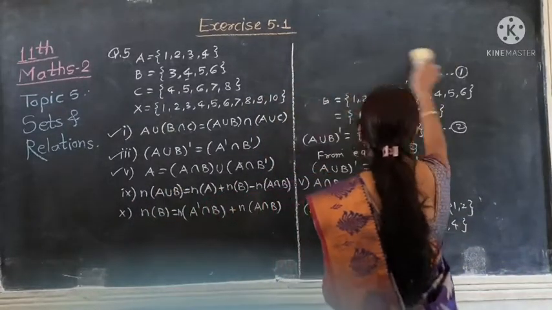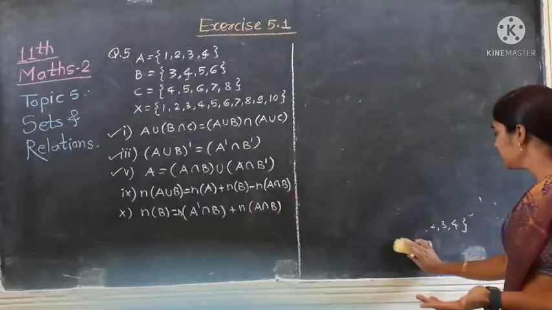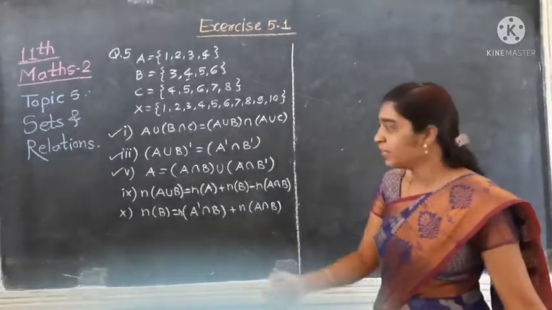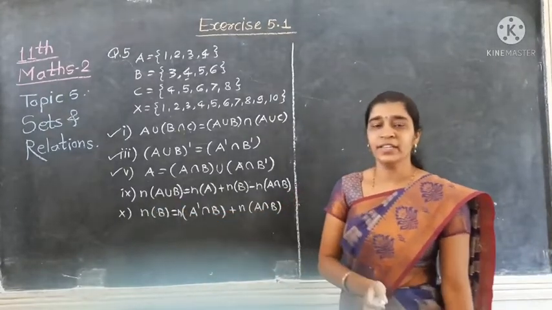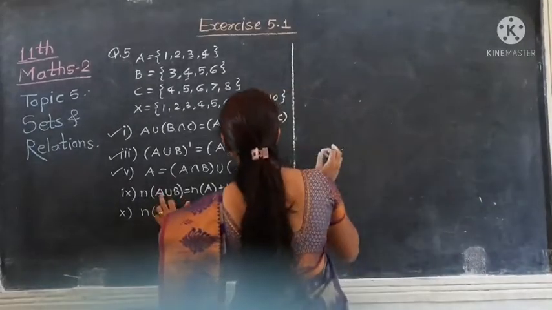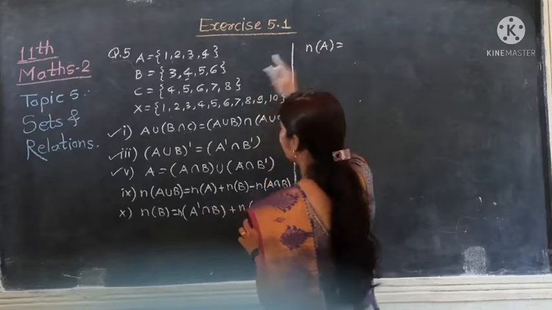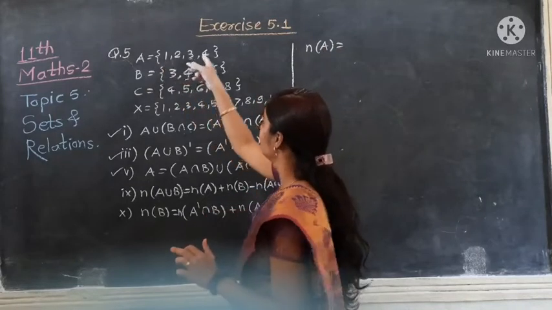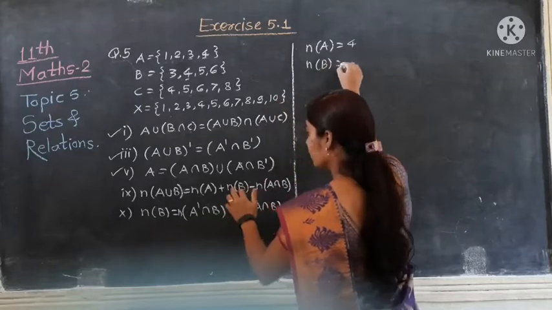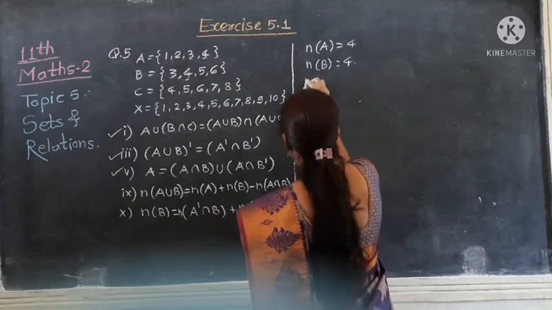See, these two examples are also same. Here only difference is given. What is the difference here given? Here n of is given, means number of elements in that set. So we first find n of A. What is n of A? Number of elements in set A. 1 2 3 4, 4. Then n of B. What is the n of B? 1 2 3 4, 4.